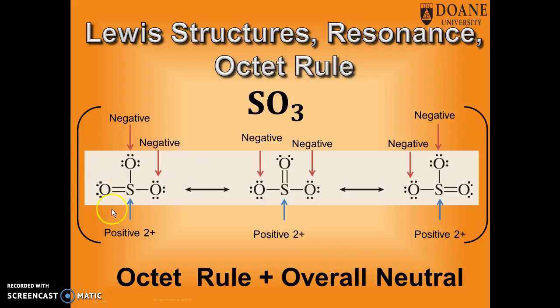So for example, if we start out with this first Lewis dot structure, there's a negative charge on this oxygen, because there's one extra electron in its valence shell. The same thing is occurring on this oxygen. There it is negative. On the other hand, the sulfur is 2 positive because it misses 2 electrons. So therefore, overall, the molecule SO3 is a neutral molecule.